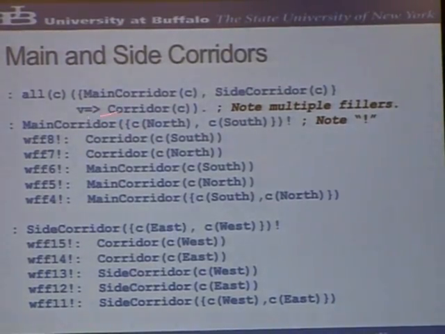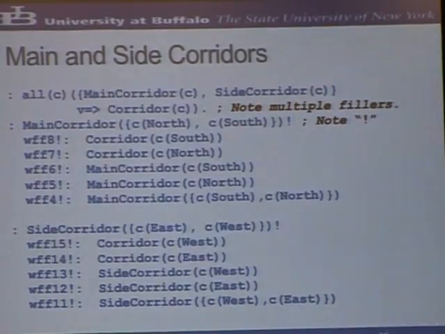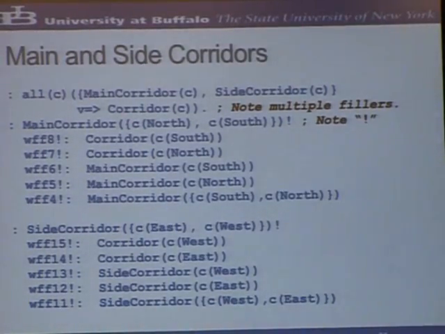And the semantics is that if the agent believes any one of these propositions, then it's justified in concluding the consequent. And it's quantified over corridors. So note that including an argument position in curly brackets puts multiple fillers in that slot of the frame.